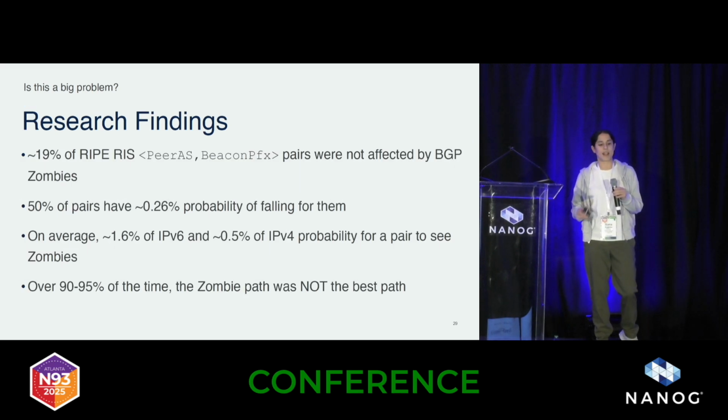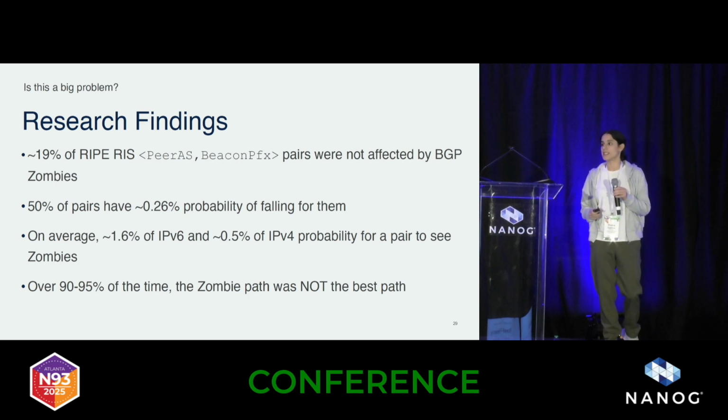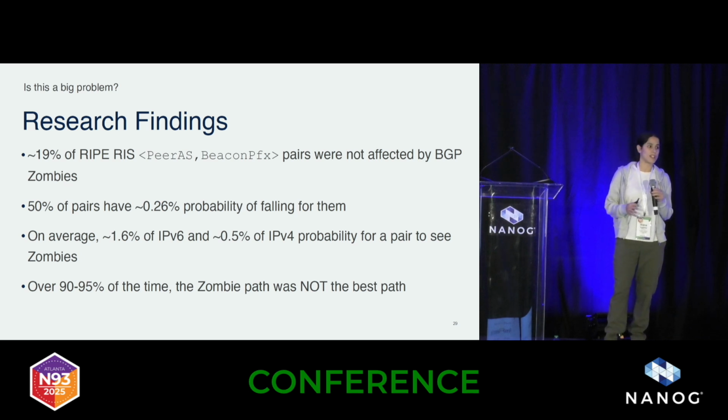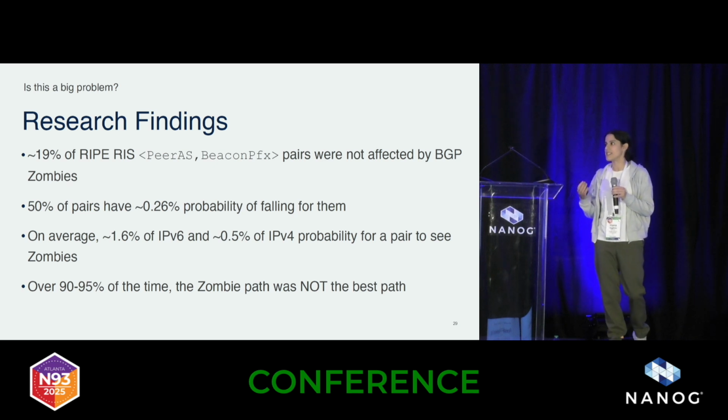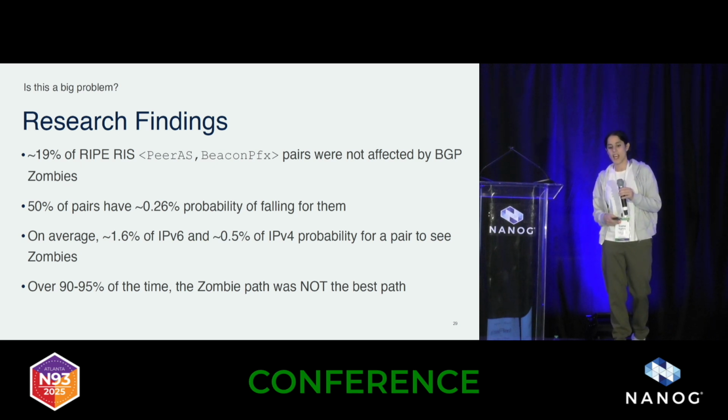We applied the same analysis as the paper did, and we found that 1/5 of the pairs of RIS peer and beacon prefix were not affected by BGP zombies at all. And also, as expected, over 90% of the time, the AS path of the stuck route was not the best one originally chosen by the BGP selection algorithm, but instead it emerged during the path hunting process after the prefix withdrawal.